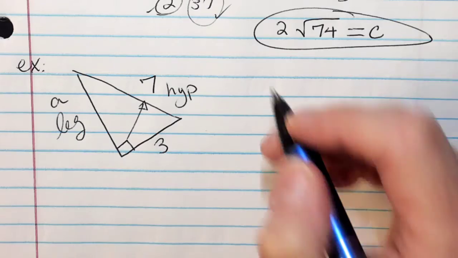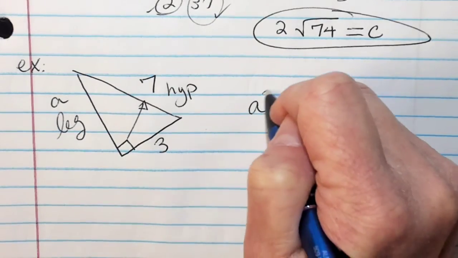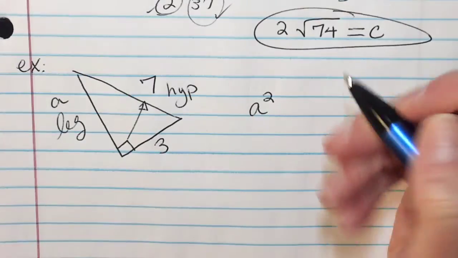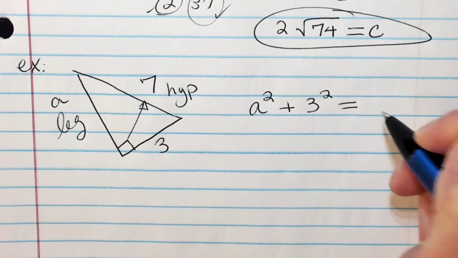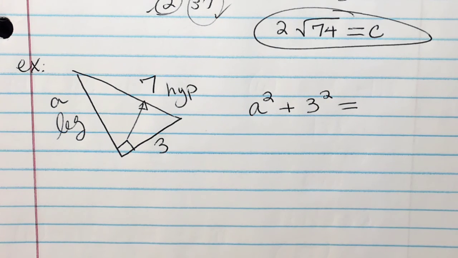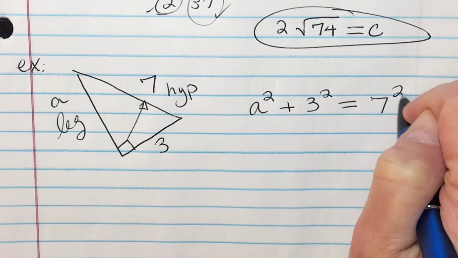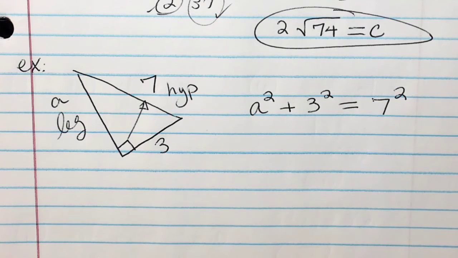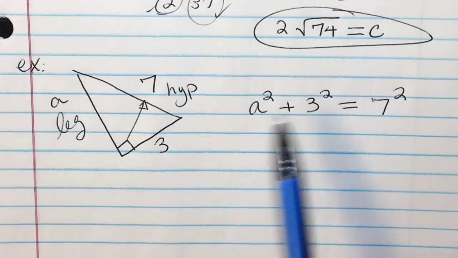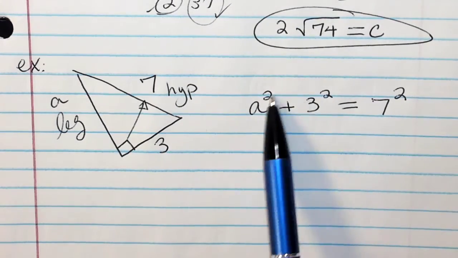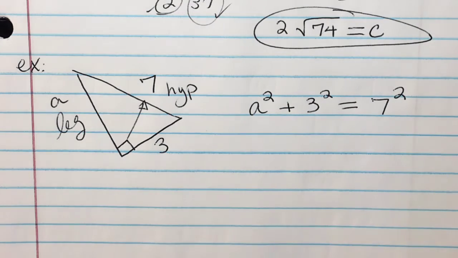So here's our task. I don't know what that A is, but I have to square it and add it to the other leg squared. So you're going to see a squared plus 3 squared and then set that equal to my hypotenuse squared, which means 7 squared. So on this problem, our missing side is one of the legs, not the hypotenuse. So the style in which we solve this is going to be a little bit different.